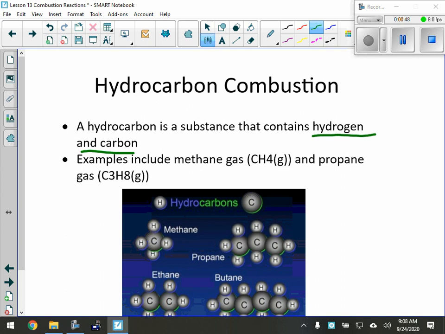Hydrocarbon. Examples include, for example, how many times can I say example? Methane, CH4, and propane, C3H8. Those didn't go down there, that didn't transfer over properly. So there's a couple of examples there. Okay, are we good with that so far?